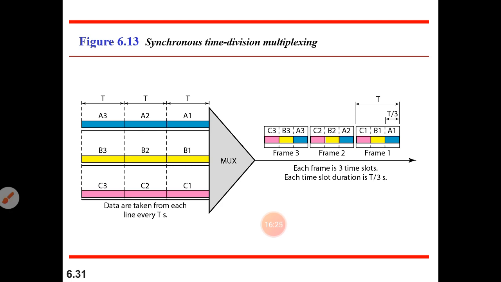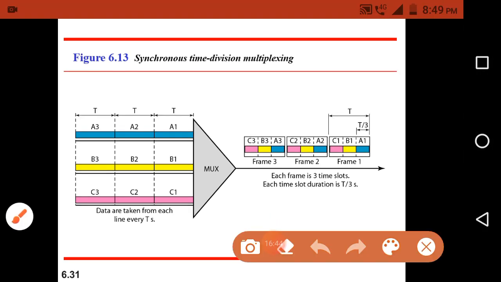Here each input link we have to divide into slots. Each slot contains a data unit. The time allocated for each input data unit is T, and the time allocated for each data unit in the output slot is T by 3.